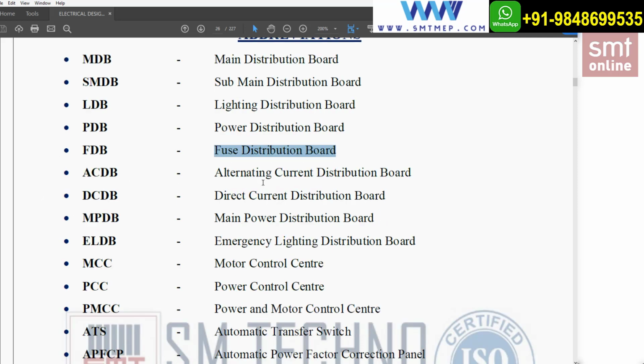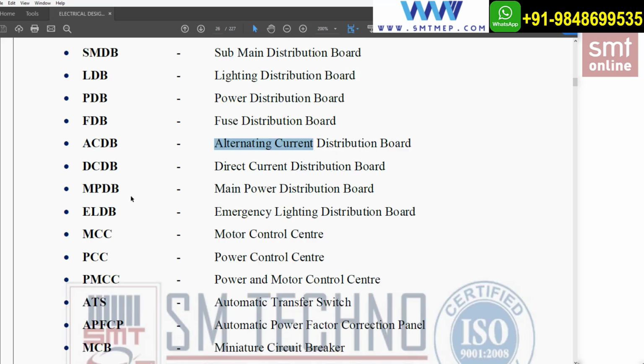Coming for the ACDB, alternating current distribution board, DCDB, direct current distribution board. Means what? When you're working with respect to any of the industry, in that case, we will be having some of the loads with respect to AC current, with respect to DC current only. For that reason, we are making two DBs. In one DB, we will connect all the AC loads. In one DB, we will connect all the DC loads.